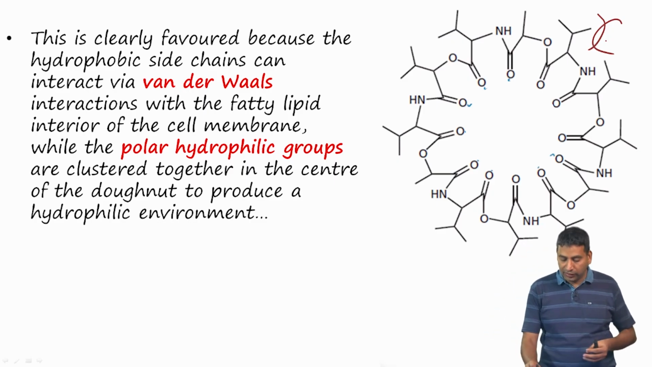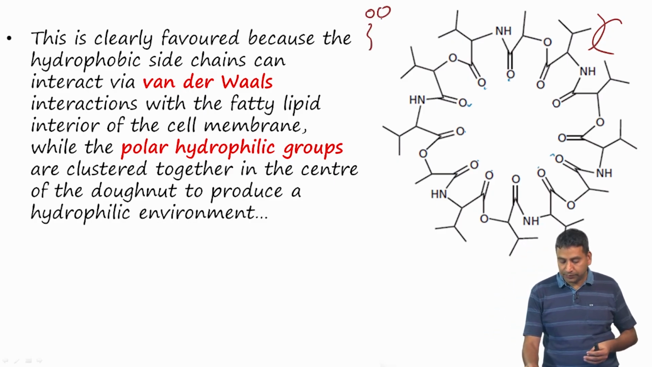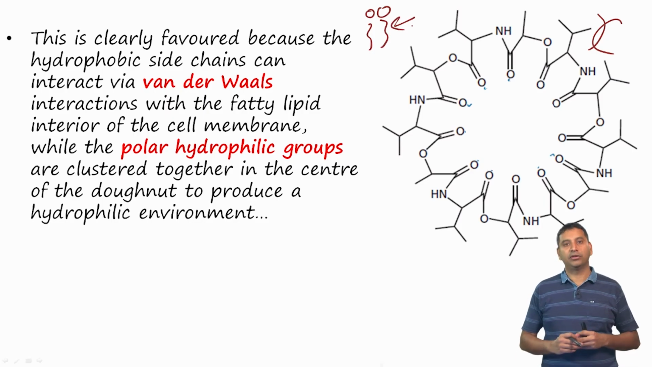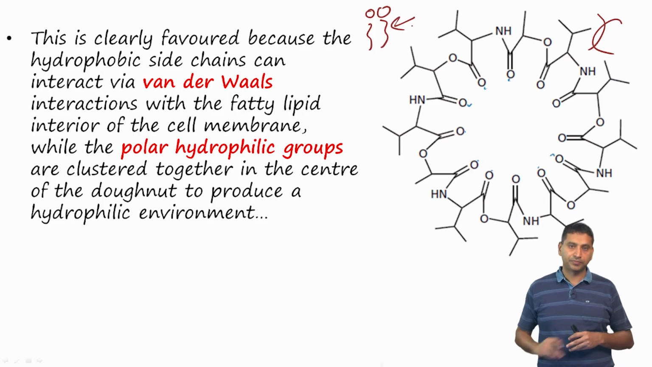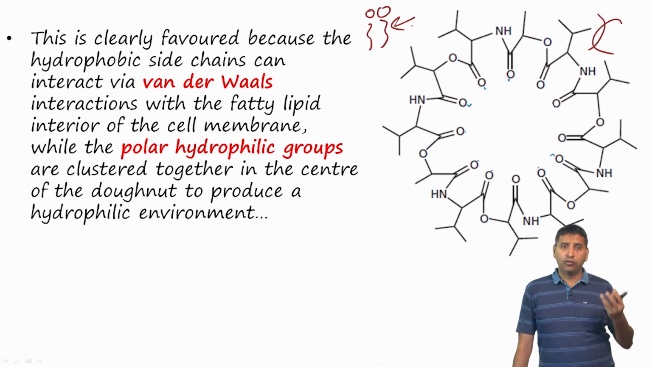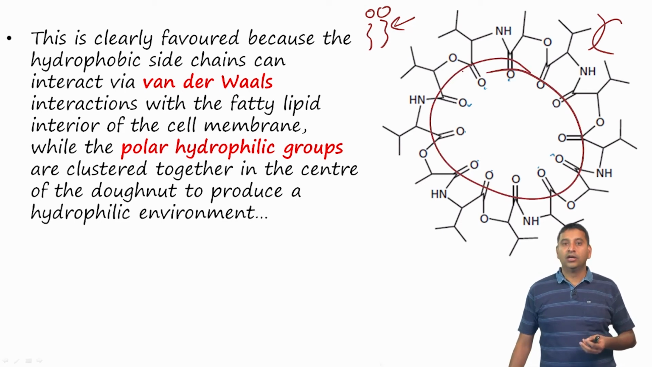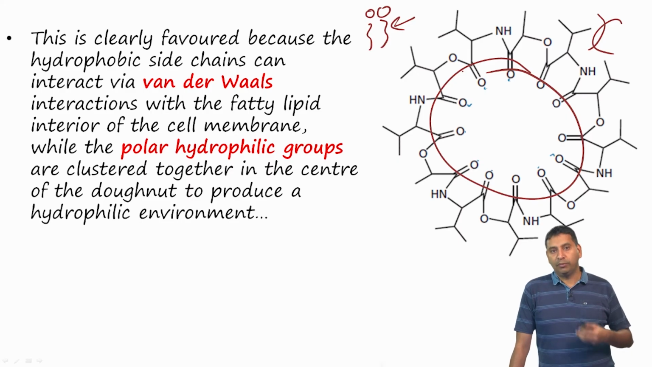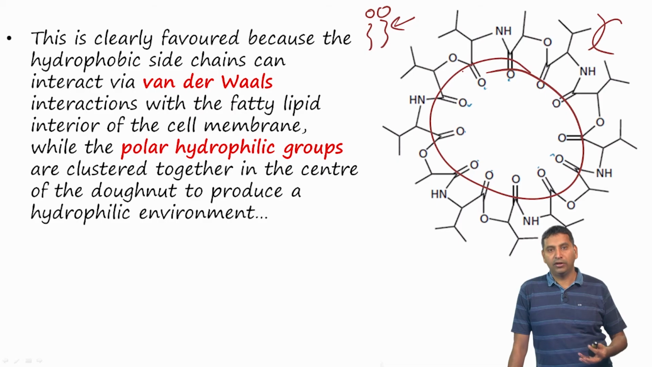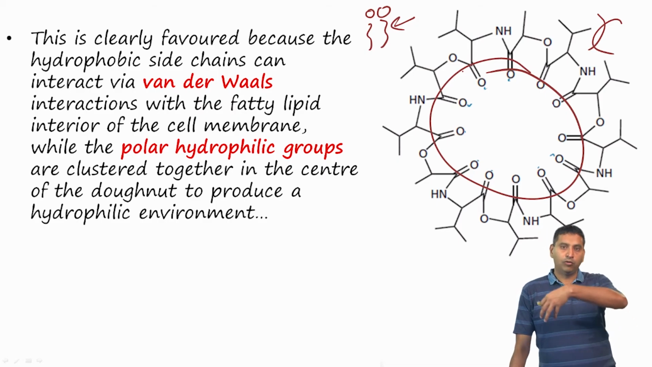We have already looked at the cell membrane, and the inner part of the cell membrane is hydrophobic, whereas the hydrophilic groups are clustered together in the center as shown here. So, what it can do is provide a hydrophilic environment inside the molecule, whereas the hydrophobic environment is outside, and this allows the structure to go and bind to lipids.